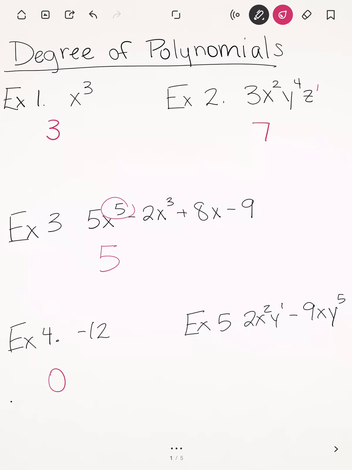Example 5, notice I have 2 terms, but I have multiple variables. So I need to add each set of variables to see which one gives me the bigger degree. So I get 2 and 1, that's 3. 1 and 5, that gives me 6. So my degree of this polynomial is 6.